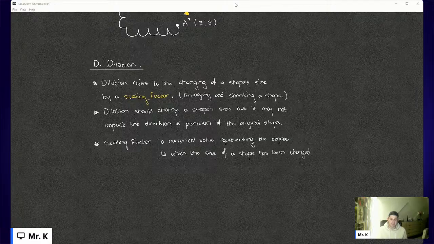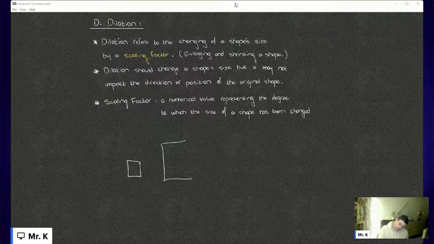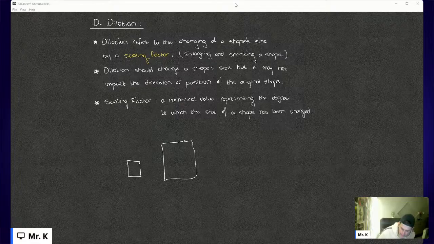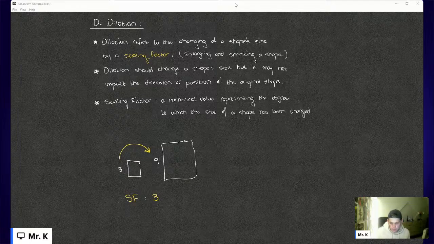So, when we talk about a scaling factor, if I want to take a square, for example, that is this big and change it to a square that is much bigger than that, if my original square had a side that was 3 units long and my new square has a side that is 9 units long, we can determine that we have a scaling factor of 3 because we have tripled the size of this square. Each side was originally only 3 units long, whereas now it is 9 units long.